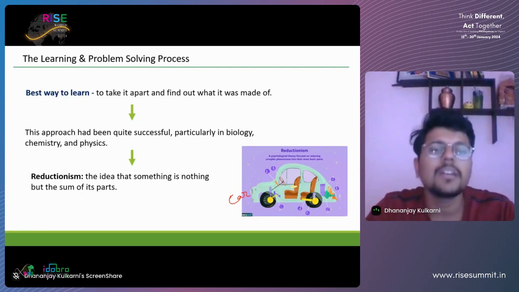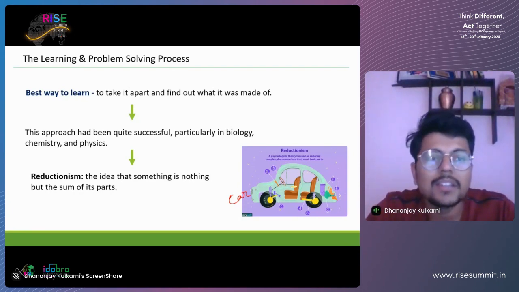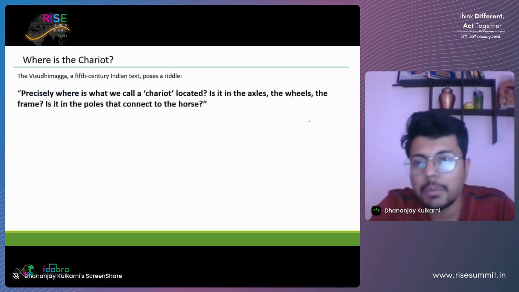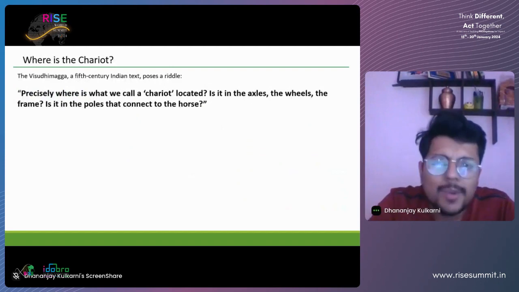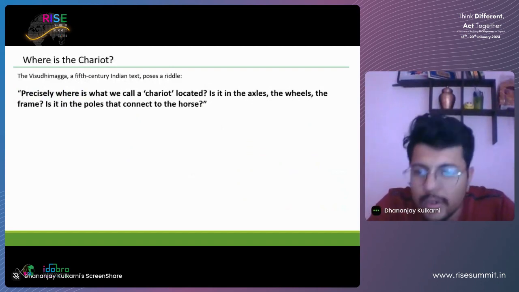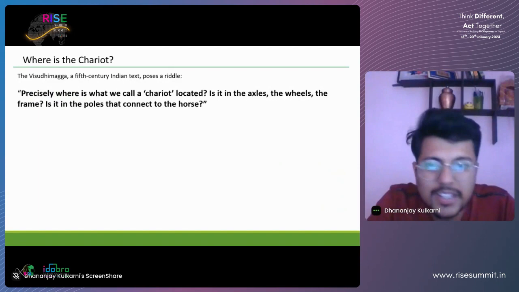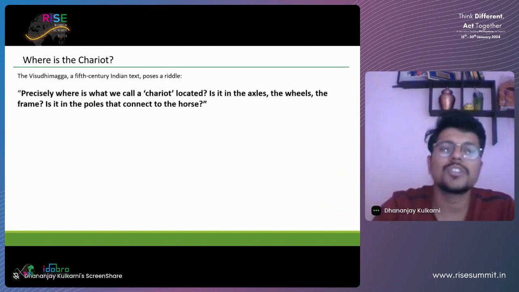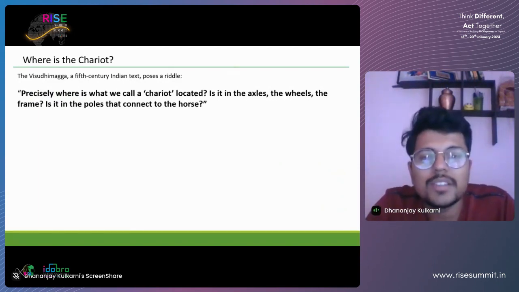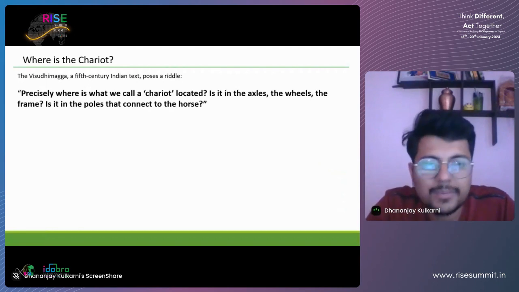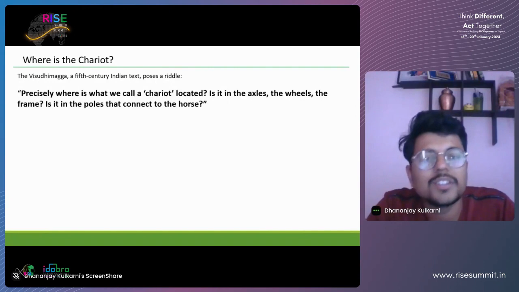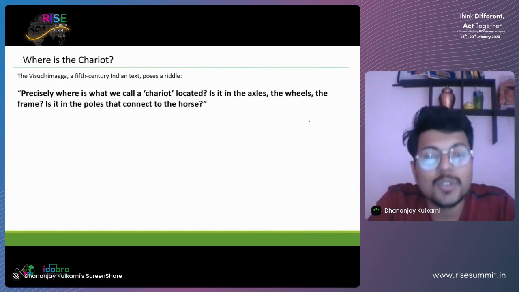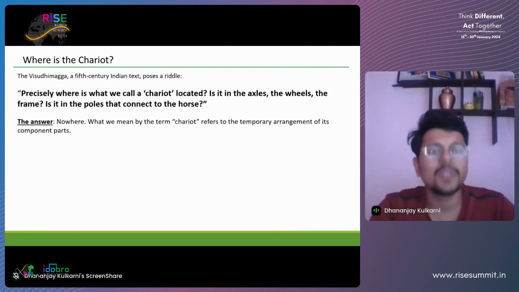But here one thing we are missing is the wholeness of the system, and that is very important. Here I would like to share a small riddle from a 5th century Indian text. The question is, precisely where is what we call a chariot located? Is it in the axles, the wheels, the frame, or the poles that connect the horse? This question was asked in a 5th century Indian text, and the answer is nowhere.